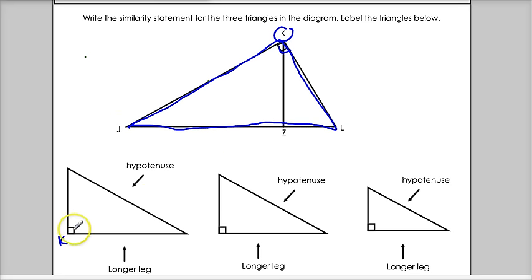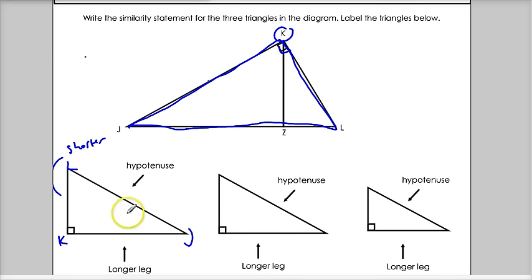If you look here, you have this right triangle. You have the longer leg, and you have the hypotenuse. And you also have this shorter leg right here. Well, this has to correspond to this. So which is my longer leg here? If you look at this, the longer leg is going to be KJ. That is the longer leg, KJ. And the shorter leg is KL. See how that's my shorter leg? And the hypotenuse is JL.